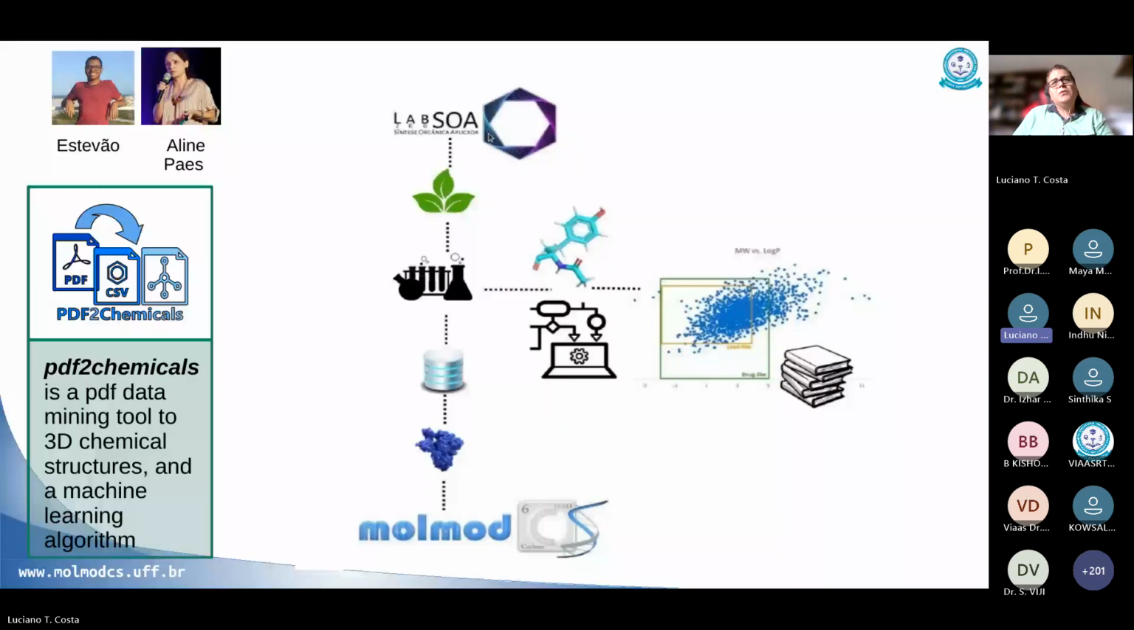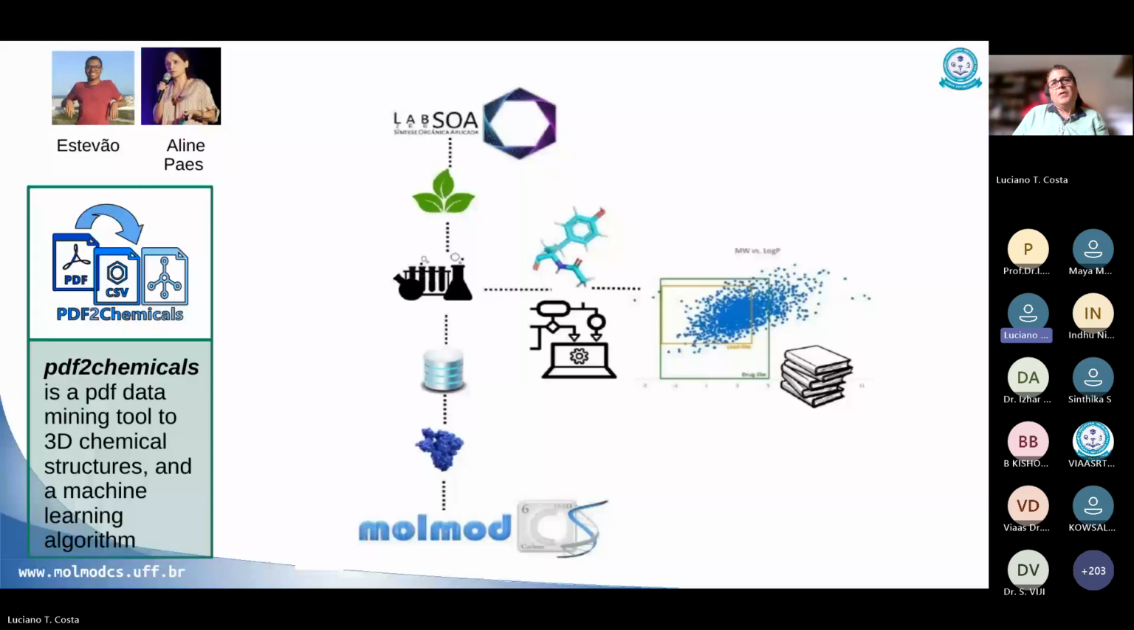So with this tool, we can read thousands, millions of PDFs, extract the 3D structure of molecules, and build up a database with this algorithm, which can be used by machine learning algorithms to predict properties. With these applications, we can predict the properties of some molecules, for example, for a target disease.